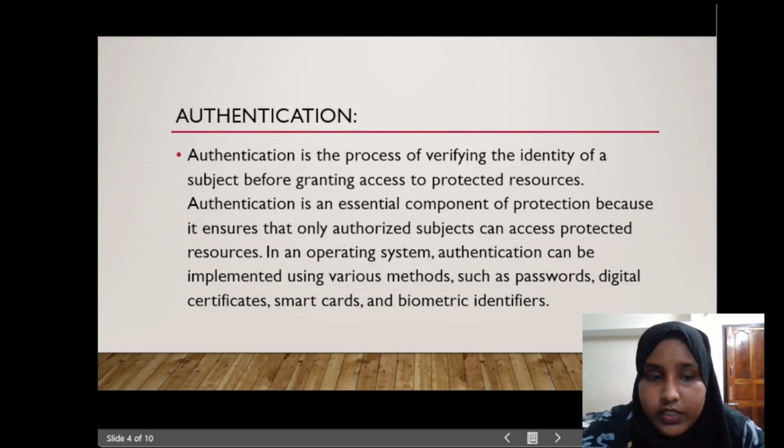This process is crucial for security because it ensures that only authorized users can access important files. Common ways to authenticate are passwords, digital certificates, smart cards, and biometric identifiers. Biometric identifiers means unique physical traits like fingerprints or facial recognition.